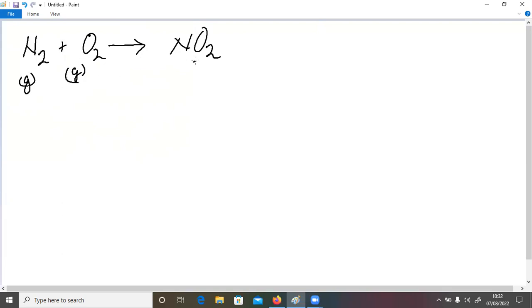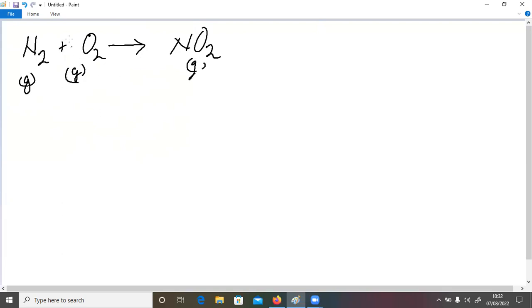Just the way we talked about reacting solids in the previous topic, let's consider a case where nitrogen gas reacts with oxygen gas to give us nitrogen dioxide gas. All of them are gases. Let's try to balance this equation.